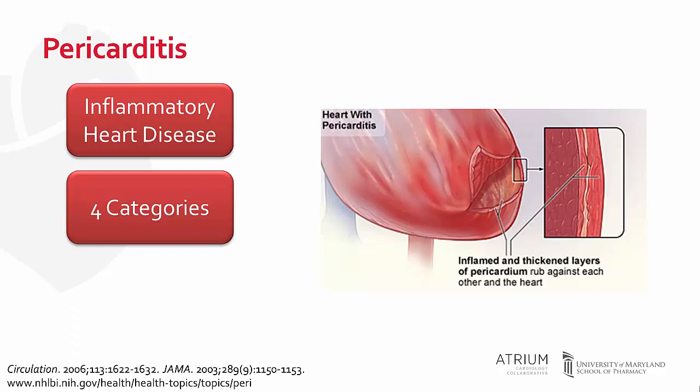Incessant or subacute pericarditis are when symptoms occur from 4 to 6 weeks up to 3 months. Finally, recurrent pericarditis is defined as an acute episode occurring after a 4 to 6 week symptom-free period. Overall, pericarditis is associated with significant morbidity and up to a 30% recurrence rate.